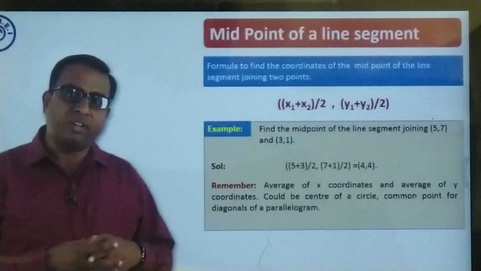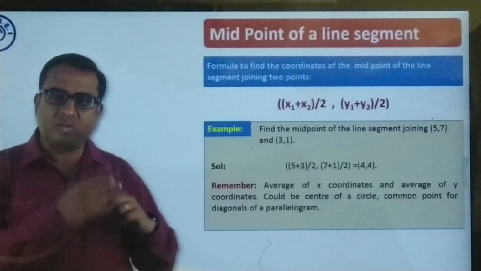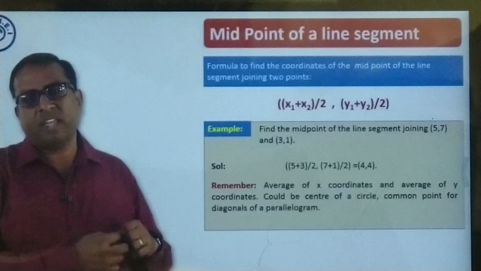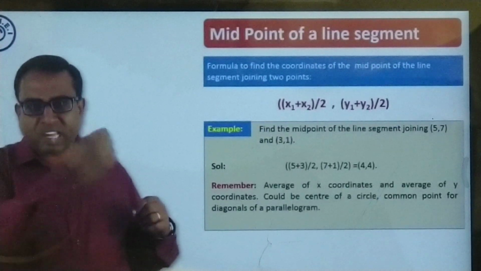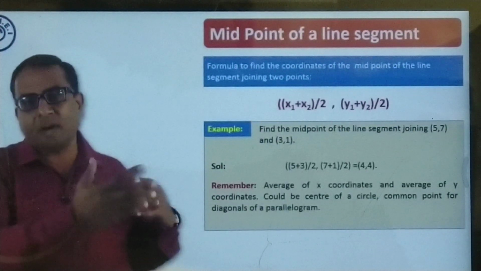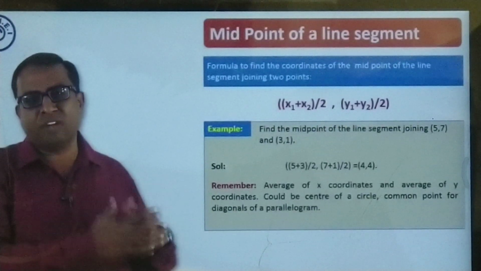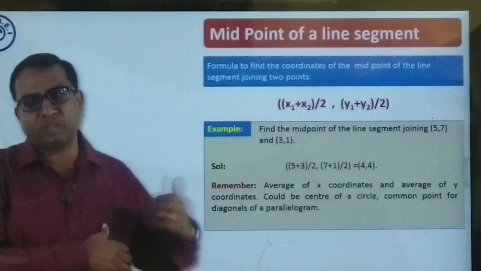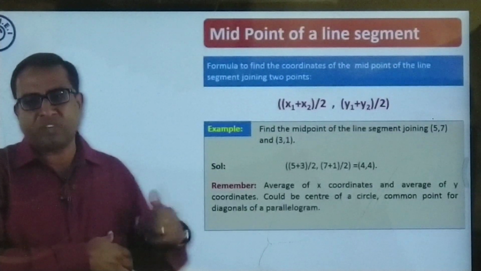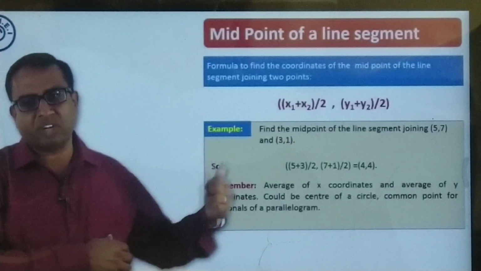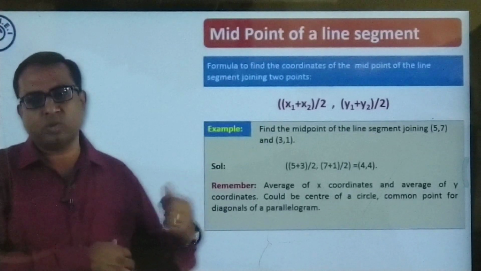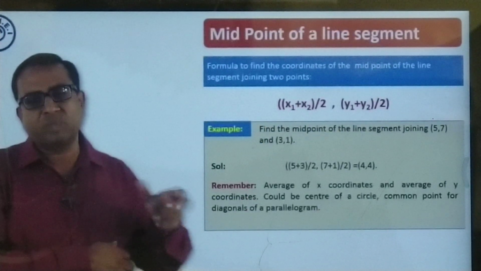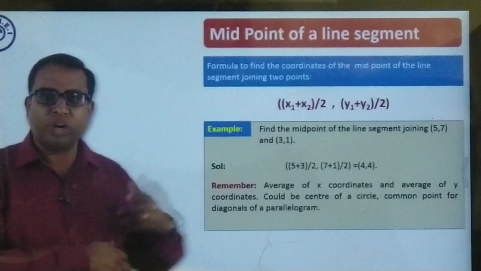Let's come to the next important thing. If 2 points are given to us, we have learned how to find the distance between the 2 points. It's also quite interesting to know what is in the exact middle of them. The formula to find the coordinates of the midpoint of the line segment joining 2 points is (x1 plus x2) upon 2 and (y1 plus y2) upon 2. If you are asked to find the midpoint of the line segment joining 5, 7 and 3, 1: 5 plus 3 is 8, 8 upon 2 is 4, and 7 plus 1 is 8, upon 2 is 4. So 4, 4 is the midpoint of the line segment joining these 2 points.